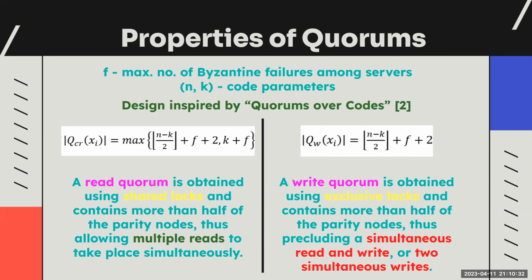The design here is inspired by the quorums over codes paper. A read quorum is obtained using shared locks and contains more than half of the parity nodes, thus allowing multiple reads to take place simultaneously. Whereas a write quorum is obtained by using exclusive locks and contains more than half of the parity nodes, thus precluding a simultaneous read and write or two simultaneous writes.